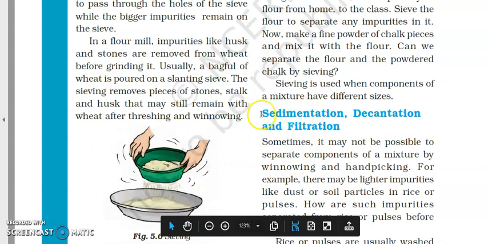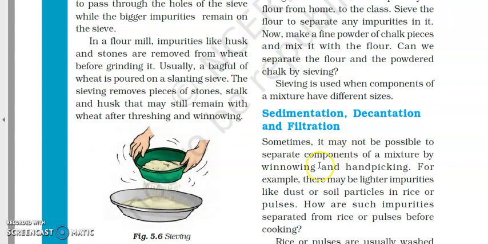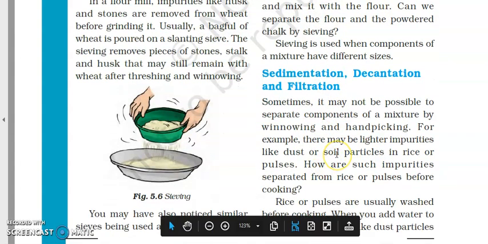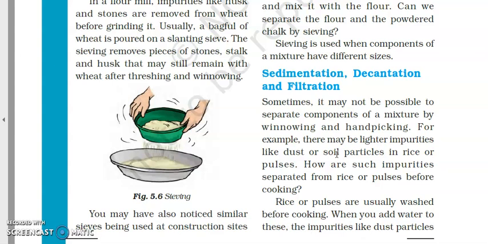Now the next method is sedimentation, decantation and filtration. After winnowing and hand picking, there are still some fine sand particles or dust particles which remain on the grains. Like you have seen your mama, before cooking rice, first she hand picks the stone particles, then by winnowing she removes the husk. But after that also there are some fine dust particles that remain with the grains. For that we use the process of sedimentation and decantation.